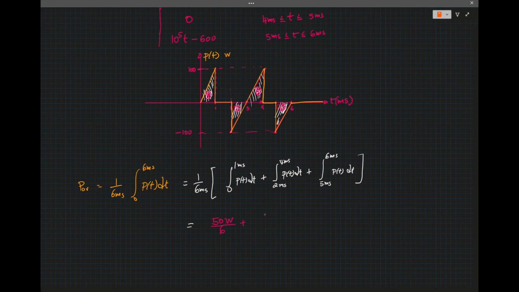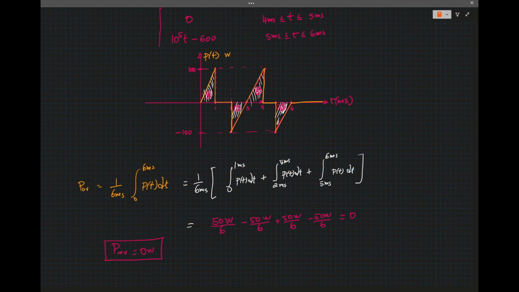the integral, so if you like, we can break it up into 2. So that interval is going to be negative 50 divided by 6 as well, right? And number 3 is plus 50 divided by 6, and the last one is minus 50 divided by 6, so it's 0. So the average power here is 0 watts.